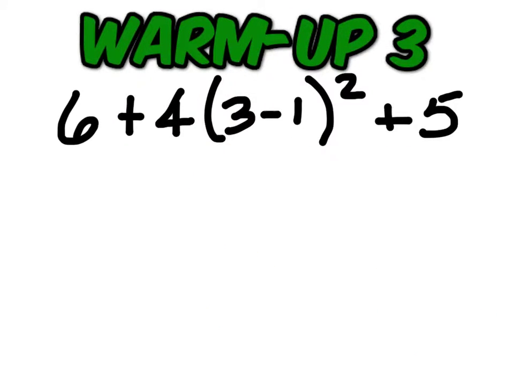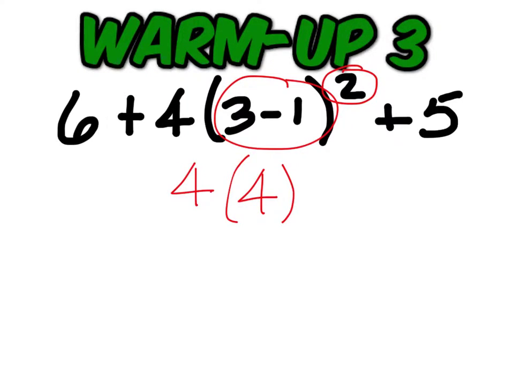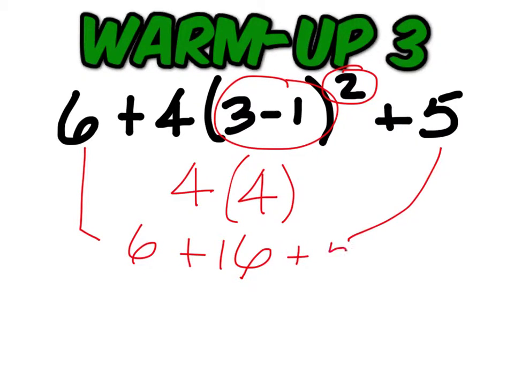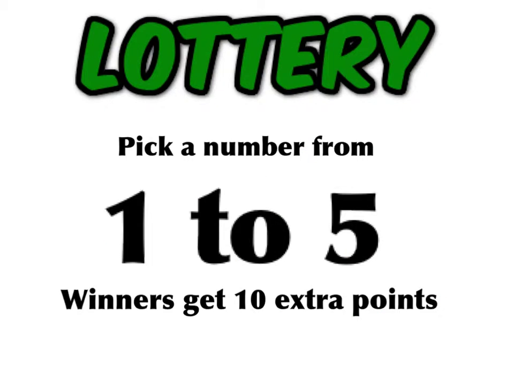Last one. 3 minus 1 is 2. Square the 2 to get 4 and multiply by 4 to get 16. Of course, you still need your 6 and your 5. 6 plus 16 is 22. Plus 5 is 27.